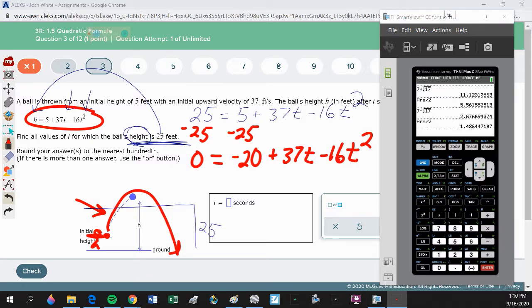Now, that's out of order. And it's okay if it's out of order as long as you remember this is A, this is B, and this is C. And if we solve that, it will tell us when did the ball reach 25 feet on the way up, and when did the ball reach 25 feet on the way down.